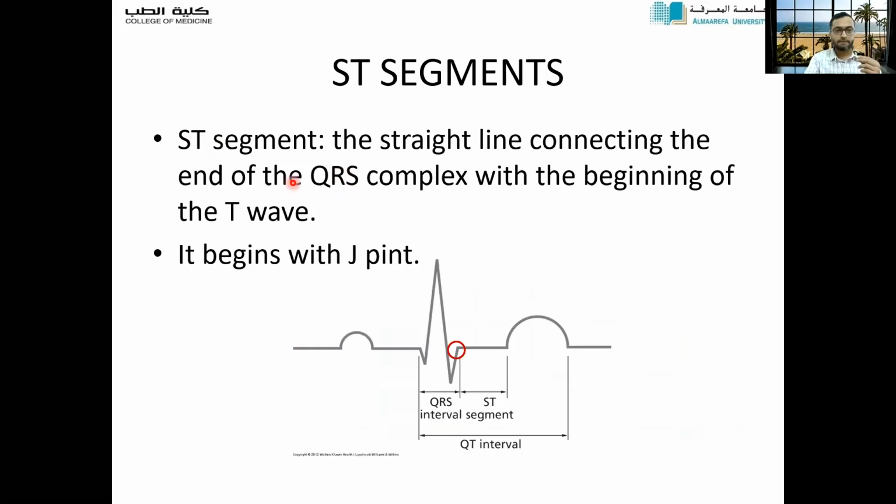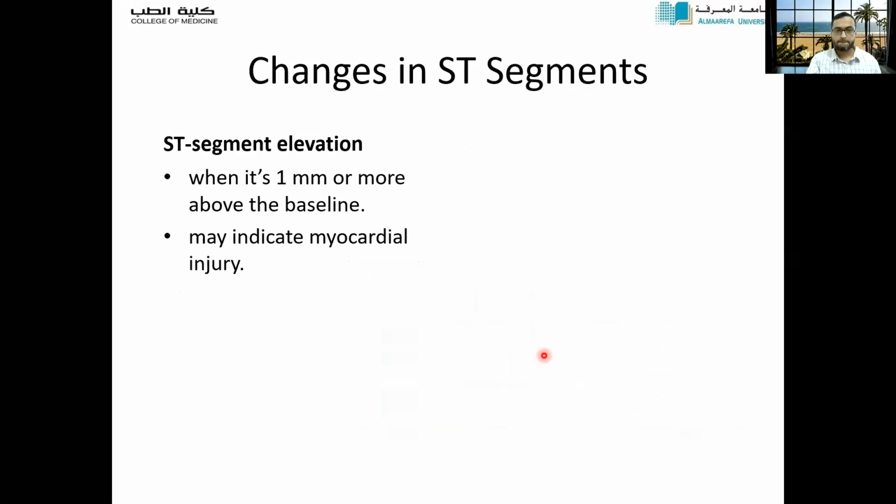ST segment. The ST segment is another isoelectric zone here, from the end of the QRS complex to the beginning of the T wave. This portion from here completely is the ST segment. It begins from the J point. This is known as the J point, where the S wave ends and the isoelectric zone starts. That junction is known as the J point. The ST segment is quite an important segment for us.